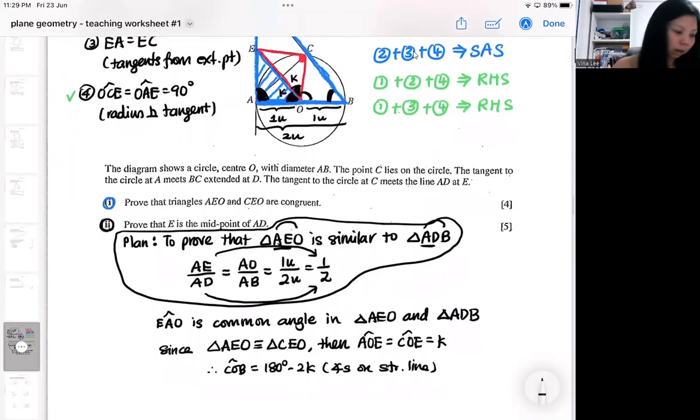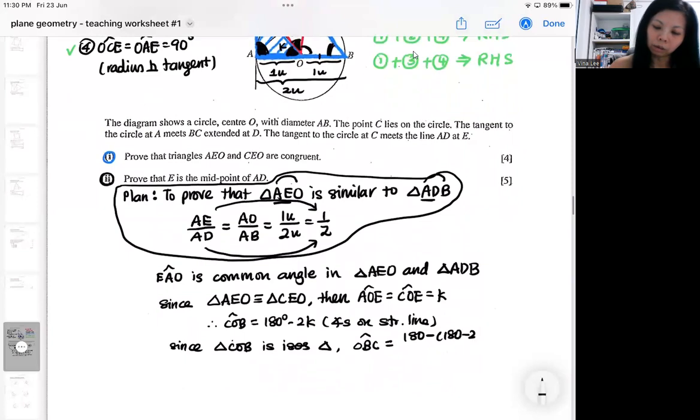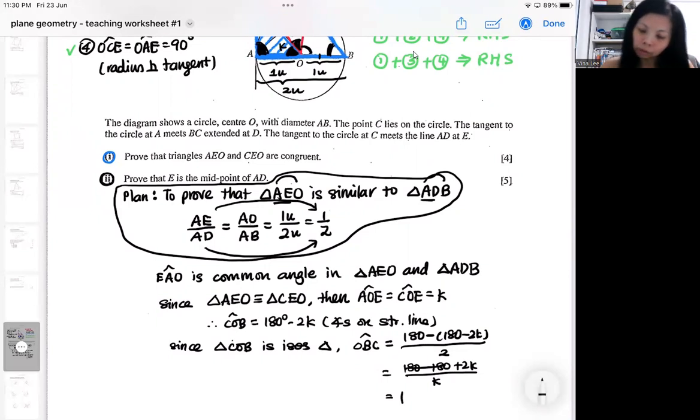And don't forget, COB is an isosceles triangle because of the radius. So since triangle COB is an isosceles triangle, that means you could find OBC. OBC will be (180 minus (180 minus 2K)) over 2. So if you work out the algebra, you will get the angle K.